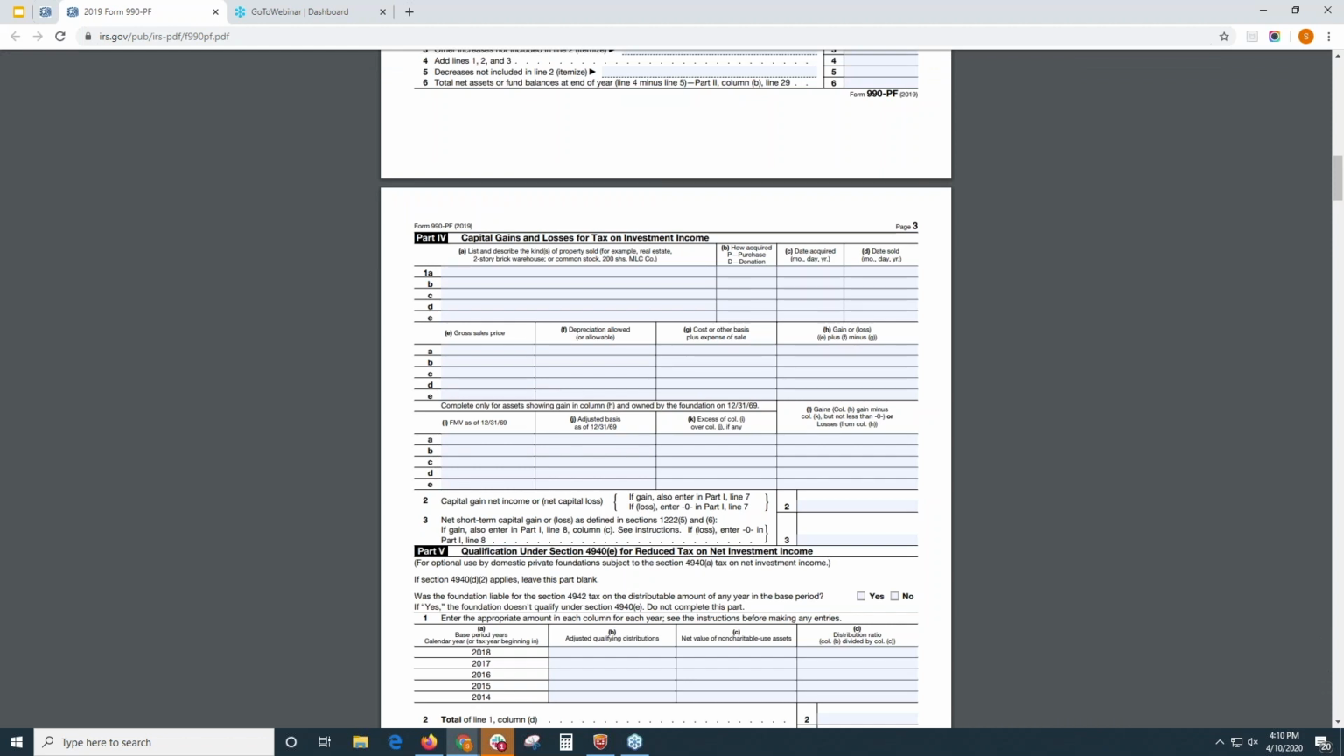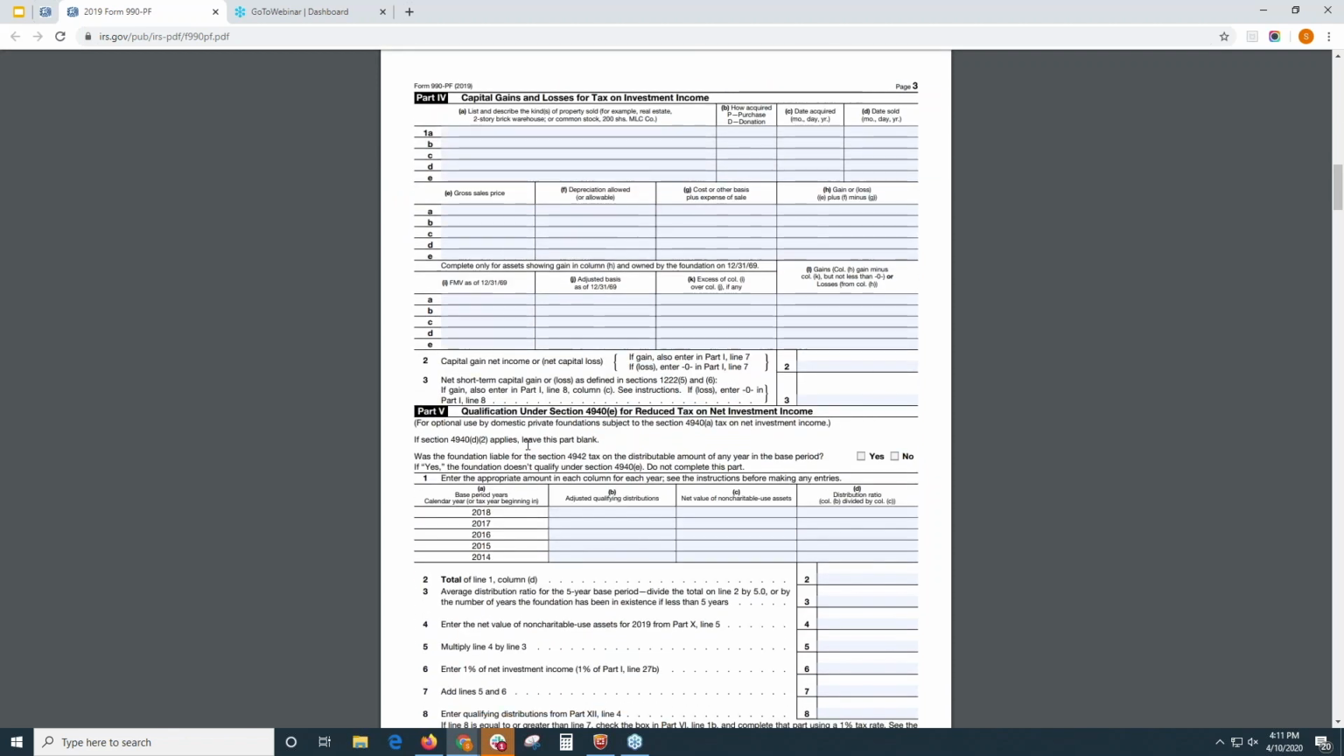So in Part 4, it is used to figure the amount of capital gains to report on lines 7 and 8 of Part 1. And Part 4 does not apply to foreign organizations.